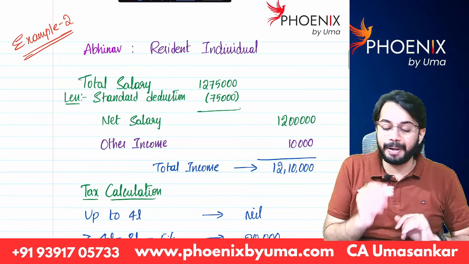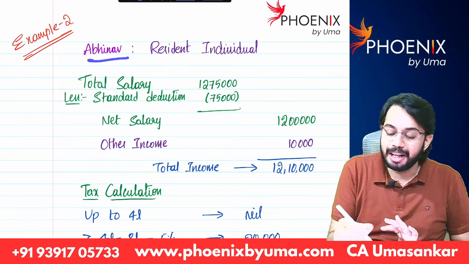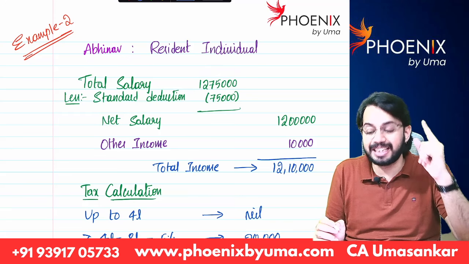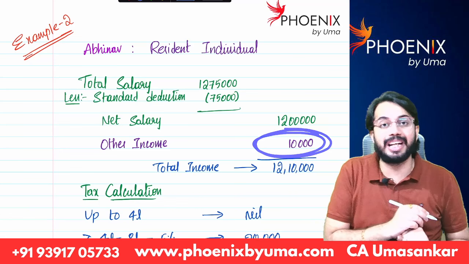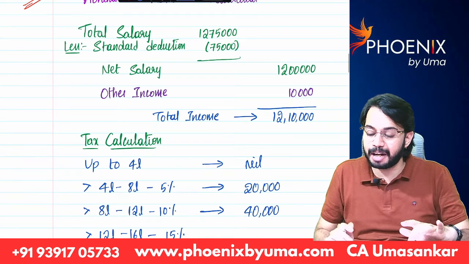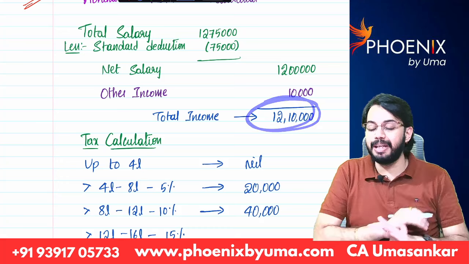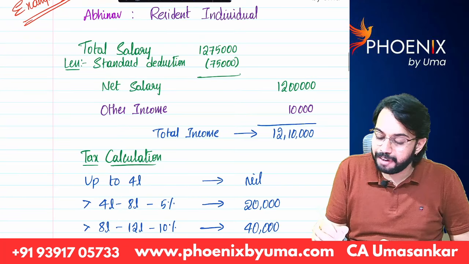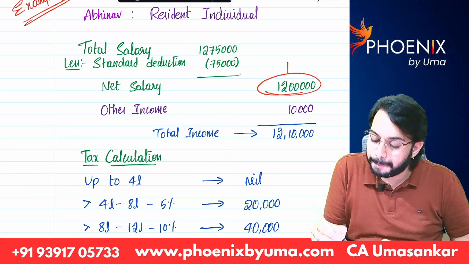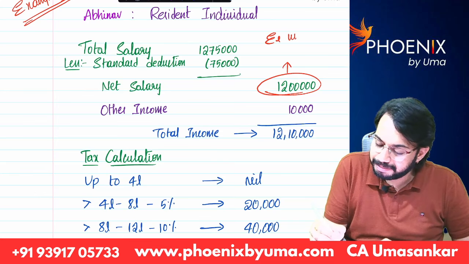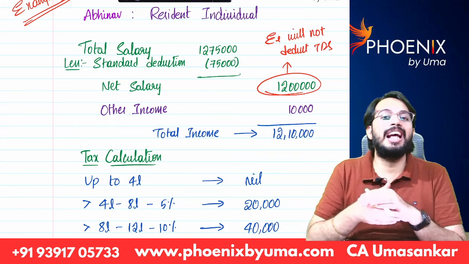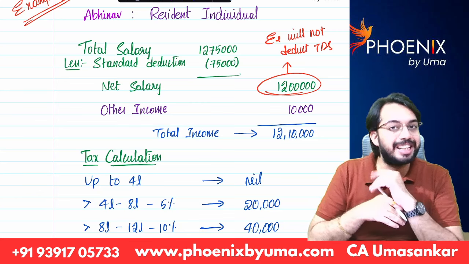See, example 2, same example. Abhinav, resident individual, his salary is 12,75,000 only, but he is having other income of 10,000. Once he has other income of 10,000, his total income is 12,10,000. If his salary is 12 lakhs, the employer will not deduct TDS. Why? Because up to 12 lakhs there is no tax, so the employer will not deduct TDS.